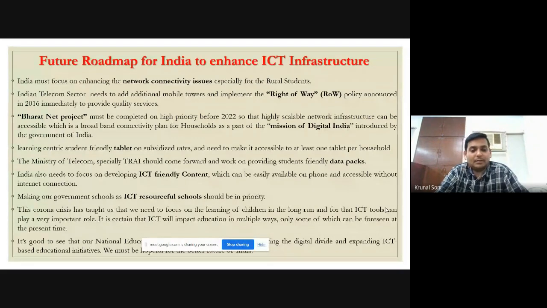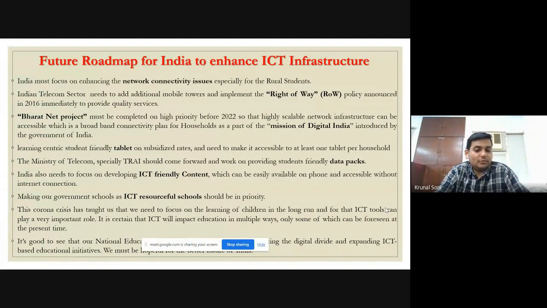The Ministry of Telecom, especially TRAI, should come forward and work on providing student friendly data packs, right? For students, TRAI has to announce certain data packs which are very less costly as far as internet connectivity and access are concerned. India also needs to focus on developing ICT friendly content which can be easily available on phone and accessible without internet connection, right? Just like YouTube videos, we can save it in offline mode. The contents of various standards should also be available without internet connectivity, on the phones, through various softwares.